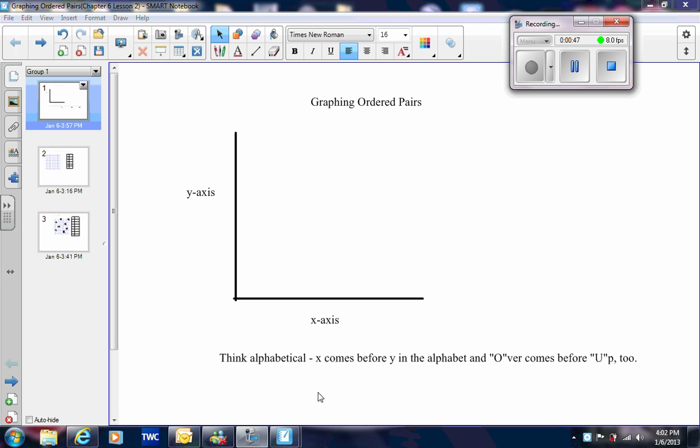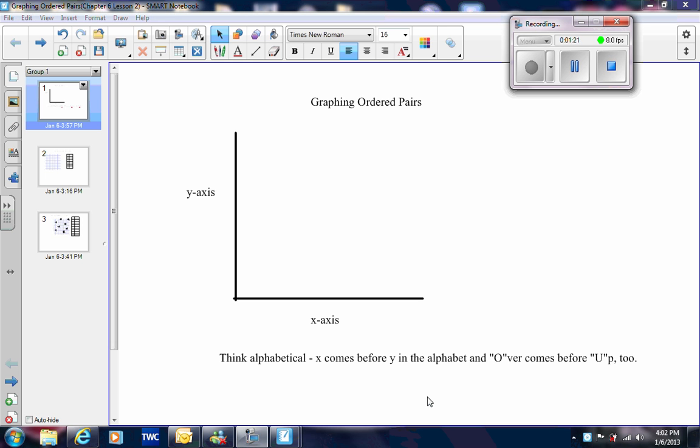And I like to think alphabetical when it comes to graphing ordered pairs. X comes before y in the alphabet. So that comes first. X comes before y. And so that tells me I'm going to go over. O comes before U in the alphabet. So over comes before up. So when I see an ordered pair, that means two numbers, I'm going to go over first, that number, and then I'm going to go up second, that second number.